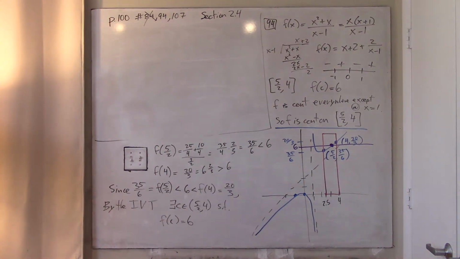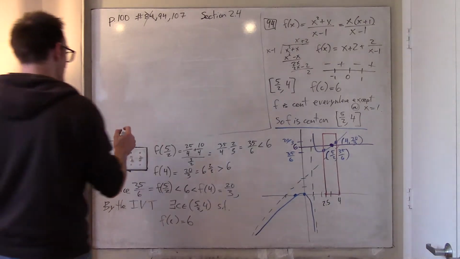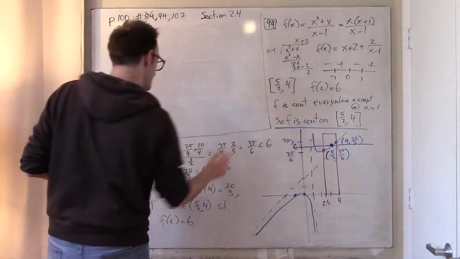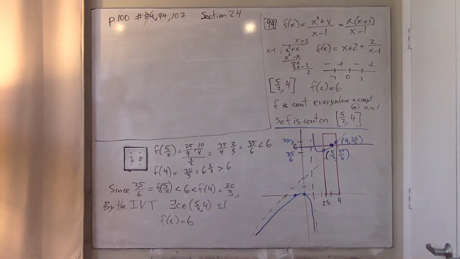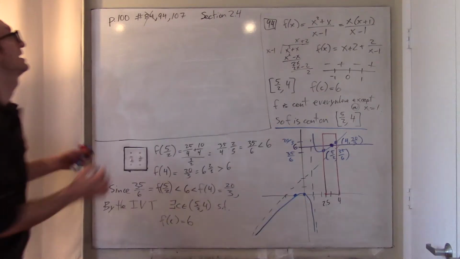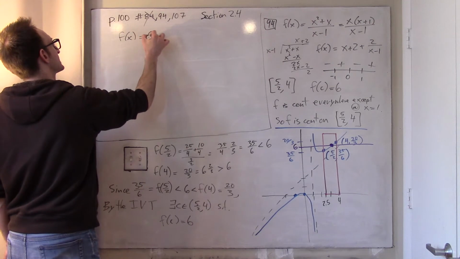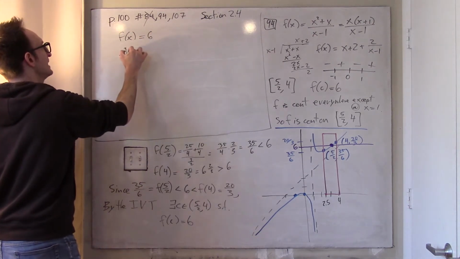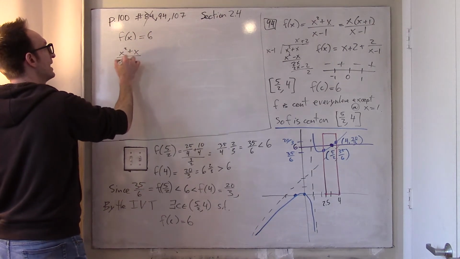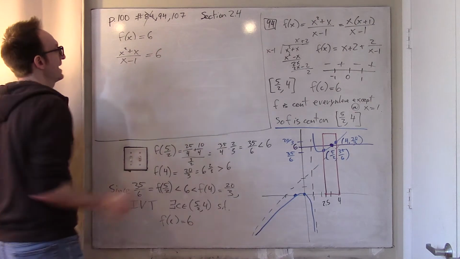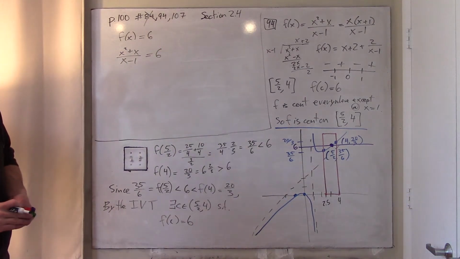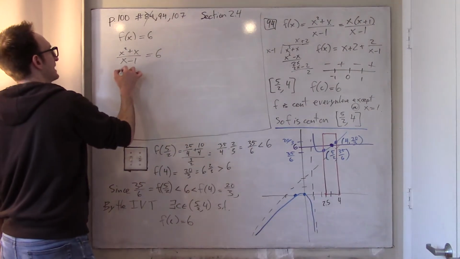A follow-up to this problem is, hey, find the actual value for which this is true. In other words, let's not make this theoretical, let's actually do it. When is this function equal to 6? Okay, so now they're just making me solve this algebra problem. When is this function equal to 6? I guess I can just do this.